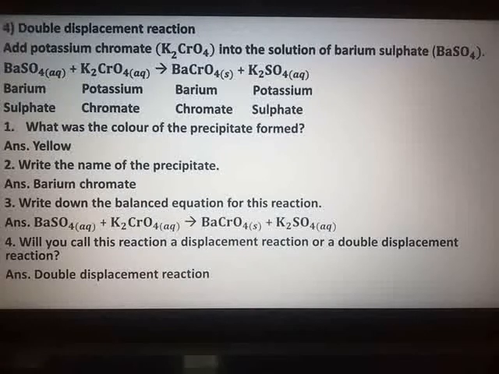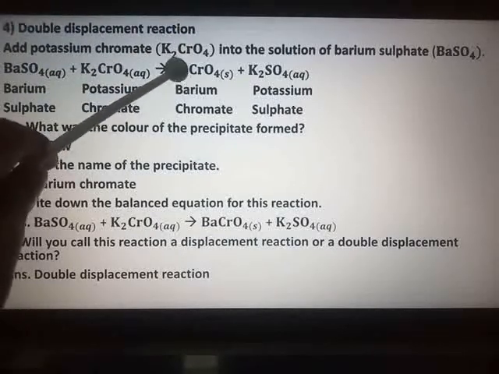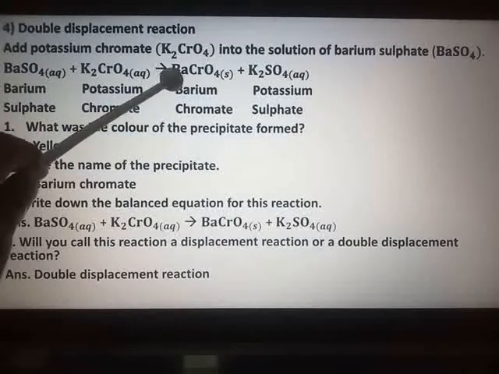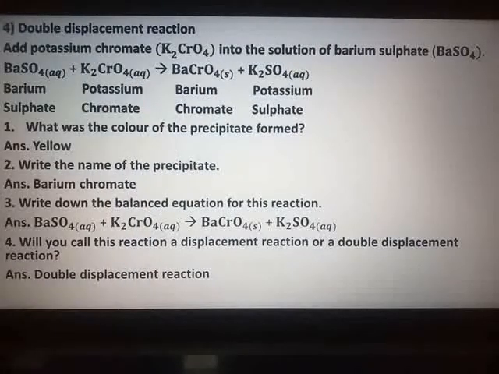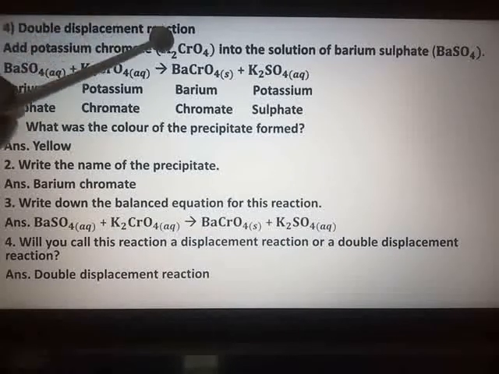In the first beaker barium sulfate was taken and potassium chromate was added to that beaker and then it was stirred. What was the reaction over here? Barium sulfate reacted with potassium chromate forming a precipitate of barium chromate. This is the precipitate, and the formation of potassium sulfate. So in this reaction you can see the formation of a precipitate by the exchange of ions. Here the chromate ion is exchanged with sulfate, and such a type of reaction is a double displacement reaction.